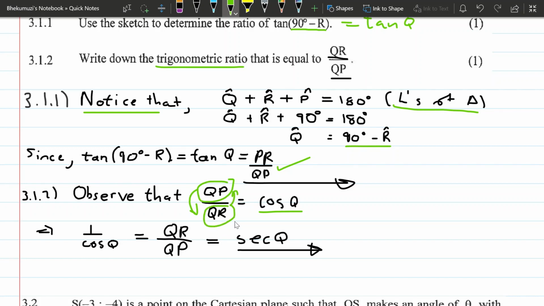Remember, if you swapped everything around, you would actually see that the cos would become 1 over cos theta, and QP would become the denominator and QR the numerator, right? And so from there, we know that 1 over cos theta is basically sec theta, which is just the inverses of each other. And so sec theta is the trigonometric ratio that they are looking for. Okay. And then we have 3.2.